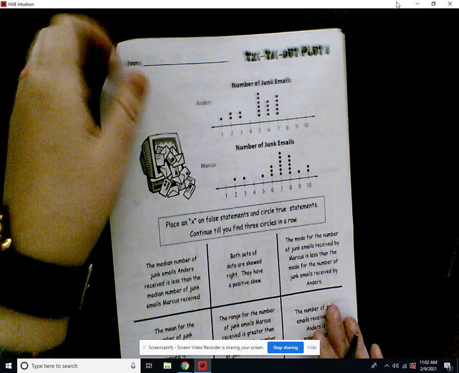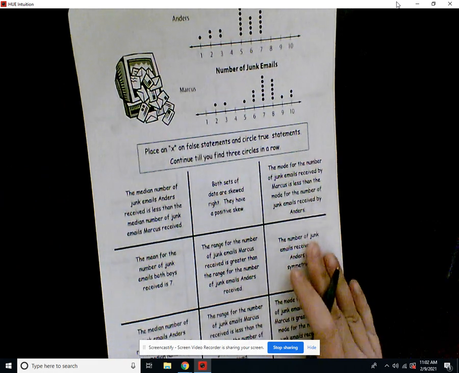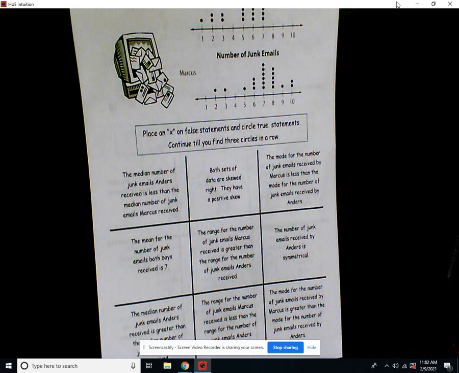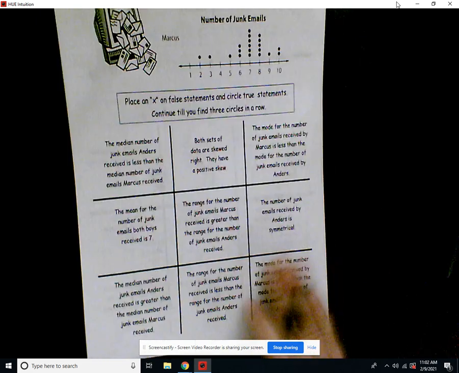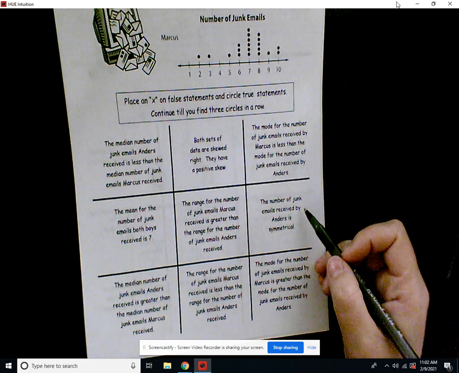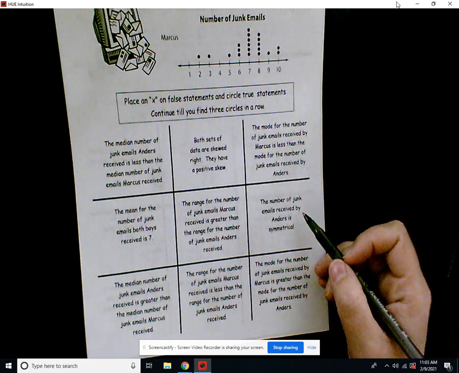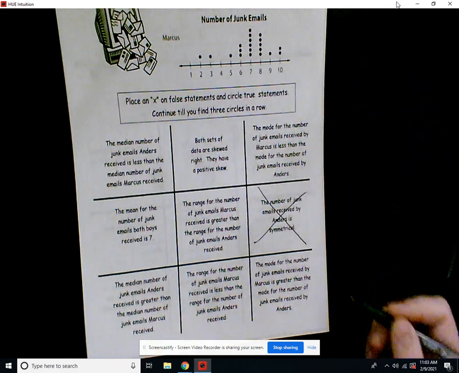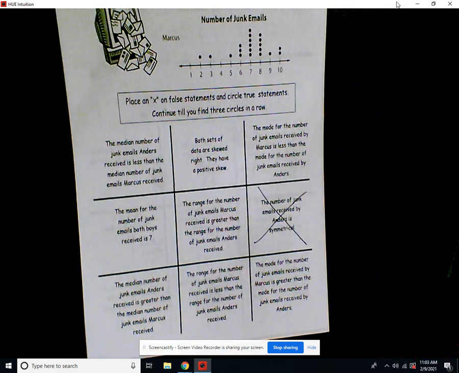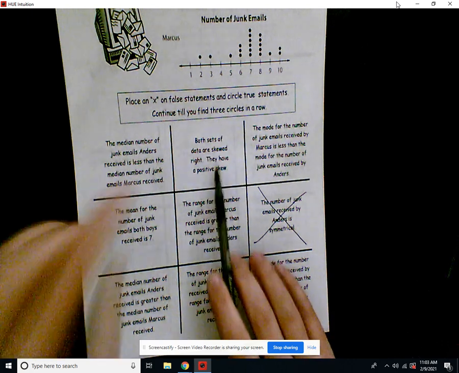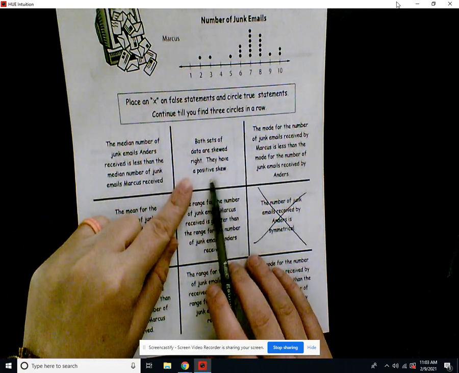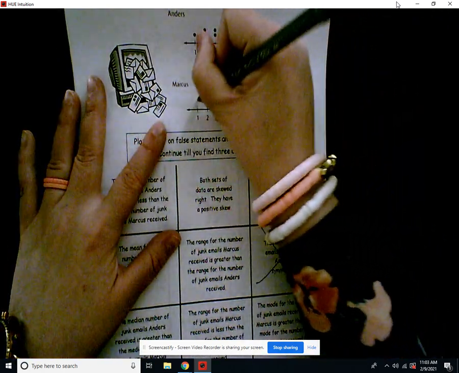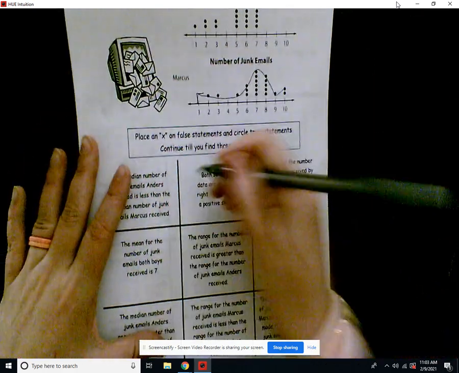We'll do this one. Okay, so for this one, we're comparing 2 sets of data. So we'll start off with some easy ones. Let's do the symmetrical. The number of junk emails received by Anders is symmetrical. And is Anders symmetrical? No, it's not. Okay, the next is looking at if it's skewed or not skewed. So both sets of data are skewed right. They have a positive skew. So remember, that's your tail. So if I connect them, does my tail go to the right? No, they go to the left.